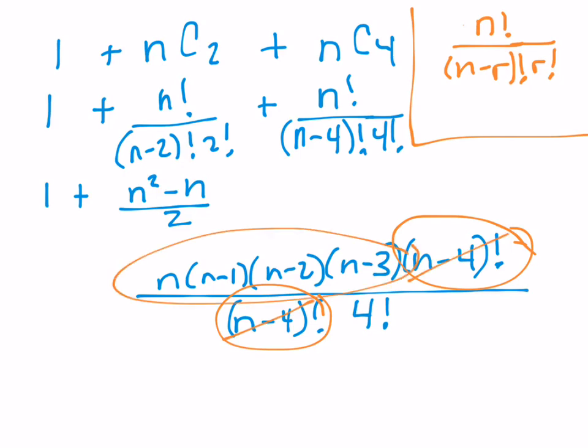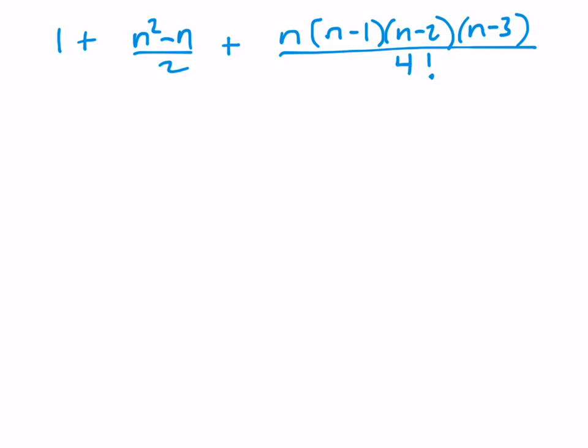with 4 different terms in the numerator, or 4 expressions to multiply, and then we've got 4 factorial in the denominator. Alright, so next we have some multiplying to do in the numerator. So let's do this part, and we'll multiply 2 at a time. Okay, so first we have n times n minus 1, and we've already done that. That's n squared minus n.